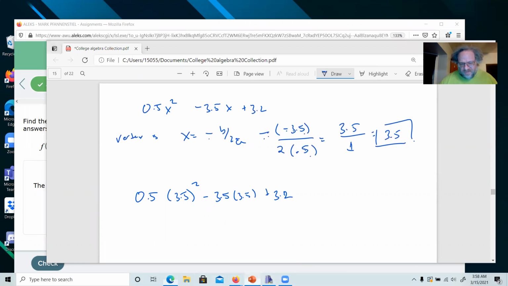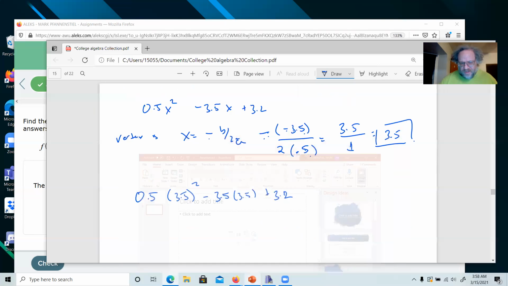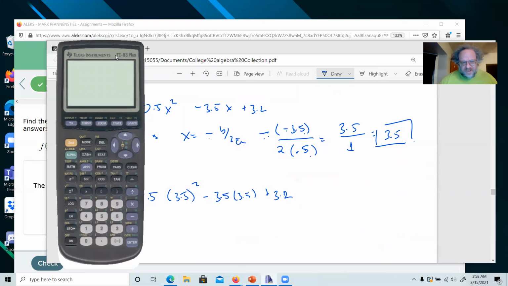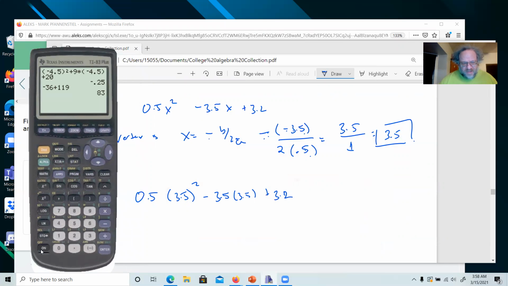Calculator is for this one. Oops, I don't want that. I want a calculator. So we have 0.5 times 3.5 squared, all right, minus 3.5. I could say 3.5 squared, couldn't I? Because there's 2 of them. But I'll just say 3.5 times 3.5 plus 3.2.